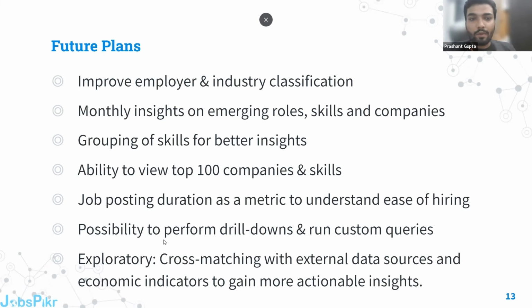Then we are focusing on skills. Right now our model works in such a way that it provides all the skills available in the job description, but currently it does not classify whether it is a soft skill or a hard skill. So we are further working on improving this classification.